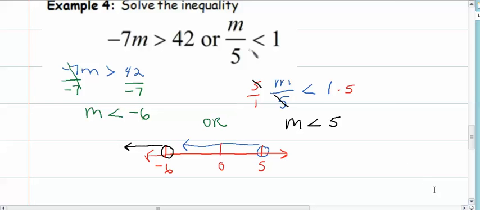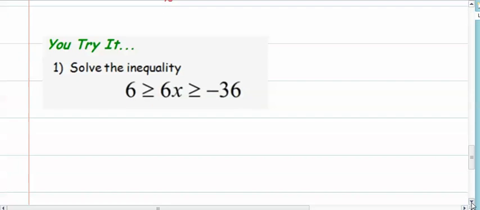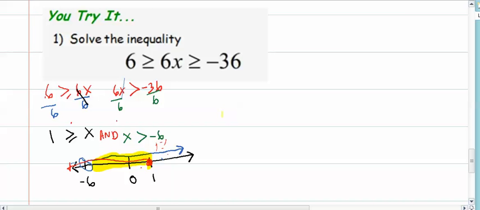Alright, now I want you to pause the video, and we're going to try one on your own. Okay, so I went ahead and did the work myself. So I did the two problems, and I ended up with 1 is greater than or equal to x, and x is greater than negative 6. And when you go to graph it, it should look like the number line I have there. Hopefully yours looks neater than mine, but the 1 is also included in your answer.